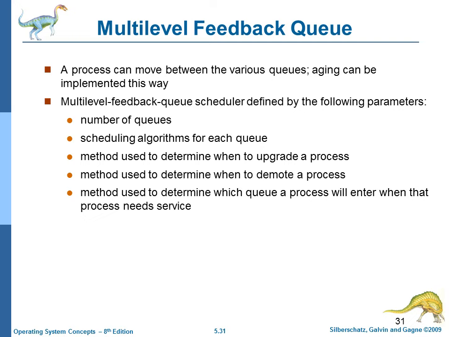Some of the parameters which define one of these systems include the number of queues, the scheduling algorithm for each queue, the method used to upgrade or demote processes from one queue into another, which may be different, and the method used to determine which queue a process enters initially. These all affect the definition of the multi-level feedback queue scheduler.